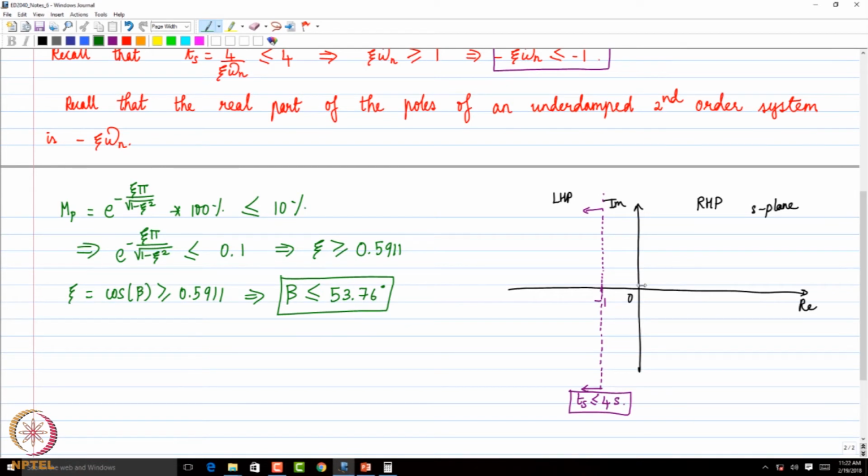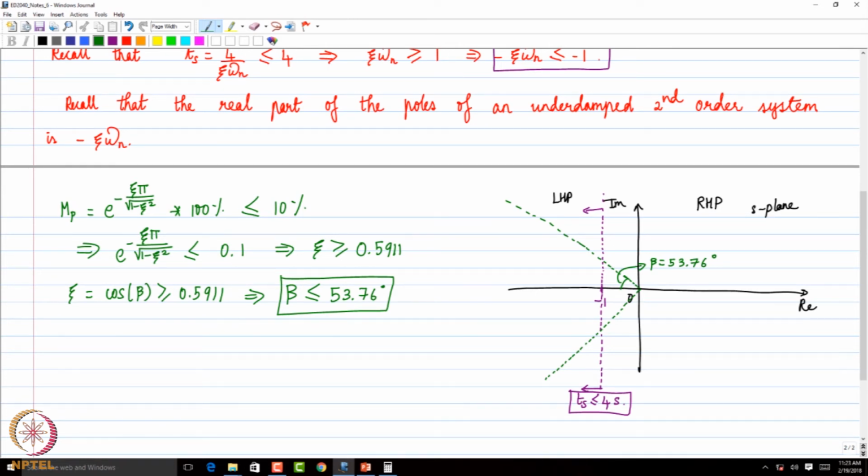So what does this mean? You recall how we can graphically visualize beta. So let's say I draw sort of an open cone, and I make this angle as the beta which we calculated, 53.76 degrees, on both sides of course. So what this means is that as long as my poles lie in this cone, I can satisfy the constraint on maximum peak overshoot, because the maximum peak overshoot constraint we have converted into a constraint on the damping ratio zeta.